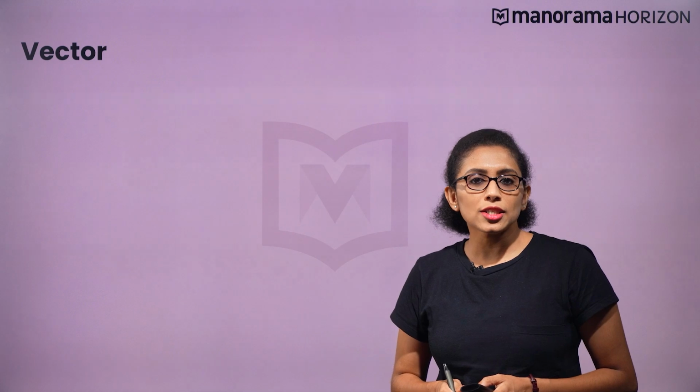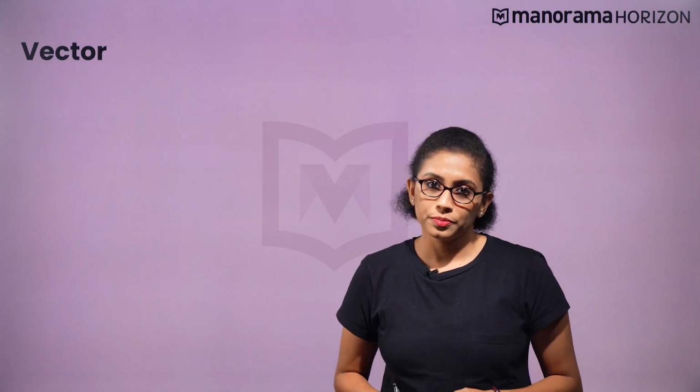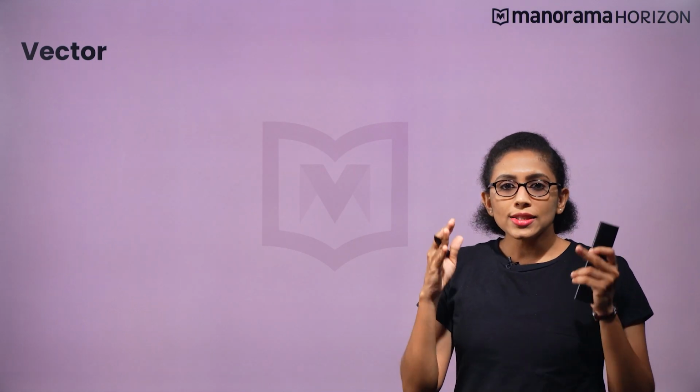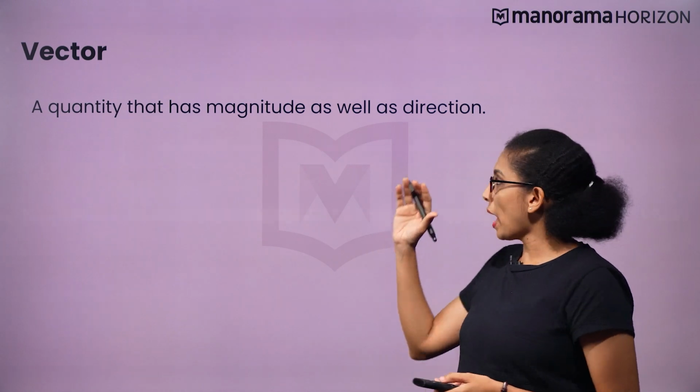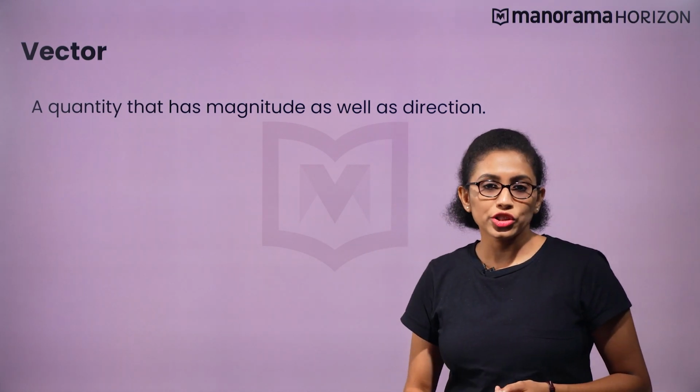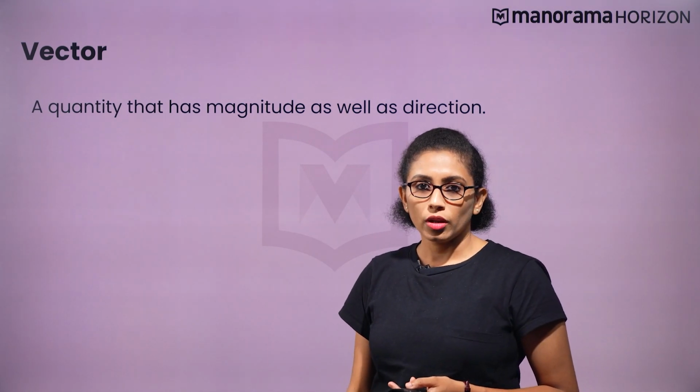In mathematics and physics, you will come across many vector quantities like this. Some other examples of vector quantities are displacement, acceleration, momentum, and so on. In this video, we are going to learn what vector quantities are. So first, let us define a vector. As we said earlier, a quantity that has magnitude as well as direction is called a vector.